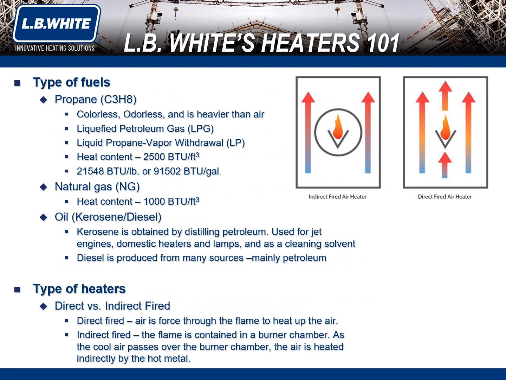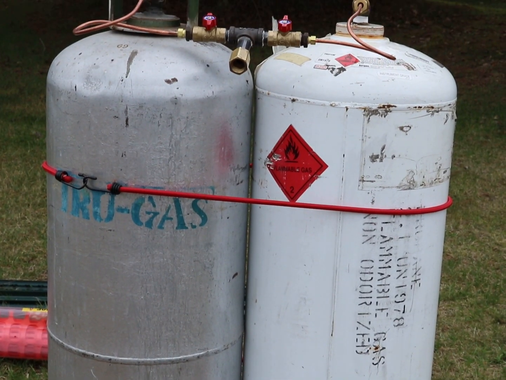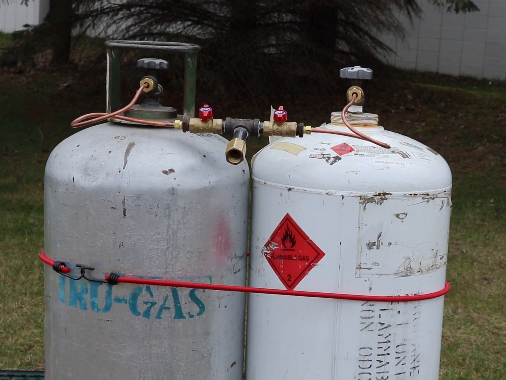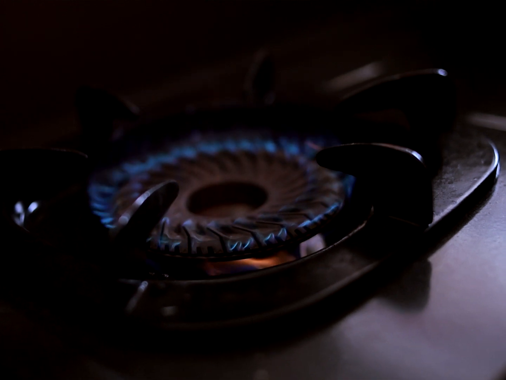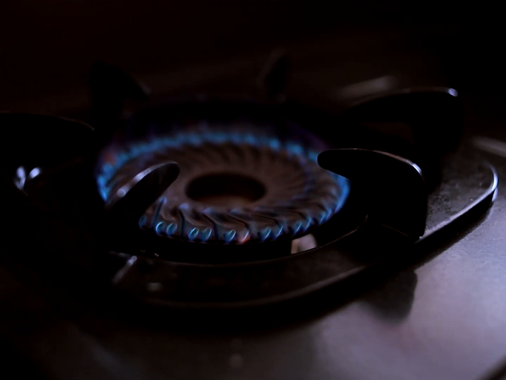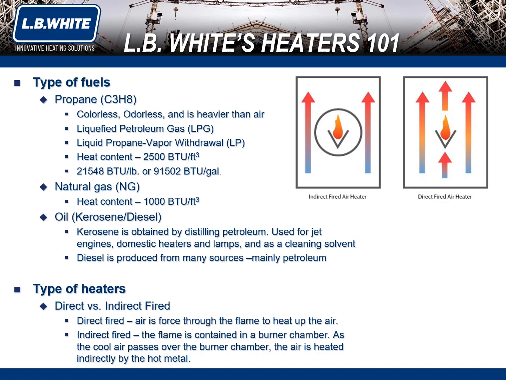There are three main types of fuel LB White uses. One is liquid propane gas, which is colorless, odorless, and heavier than air. Another is natural gas. This is a fossil fuel which occurs naturally in the earth. Natural gas is lighter than air. A man-made odor is added to these gases so you can smell them for safety reasons.